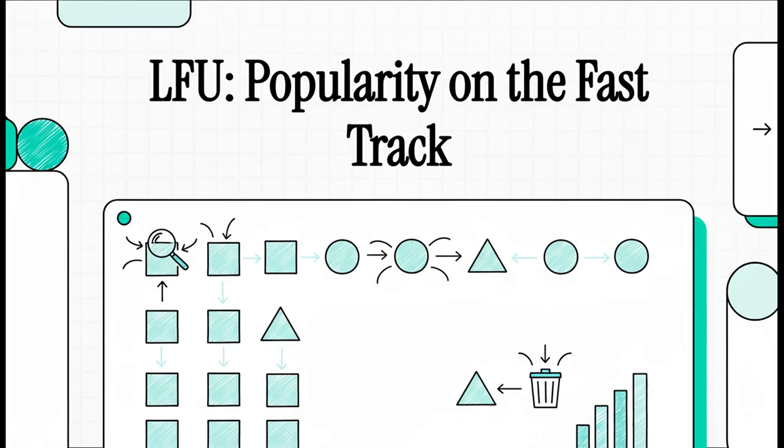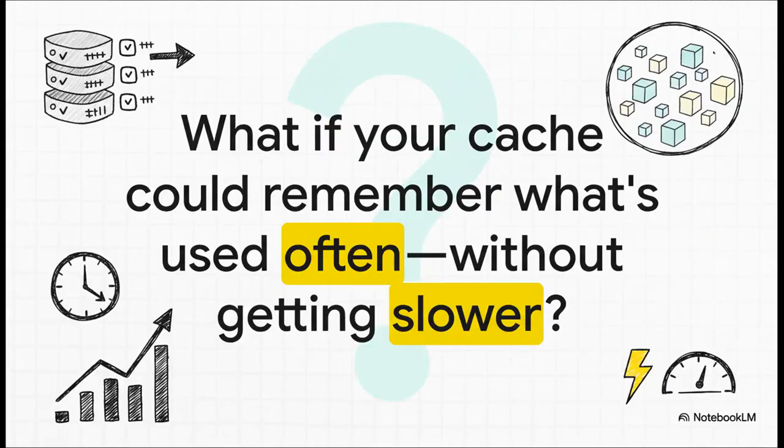Today, we're diving into a really clever data structure that's all about speed and long-term memory. It's called the least frequently used cache, or LFU for short. So just think about that for a second. Most caches are obsessed with what you just used. But what if you need something that keeps track of what's been popular over the long haul? Well, that's the exact problem the LFU cache is built to solve. And believe me, it does it with some serious speed.